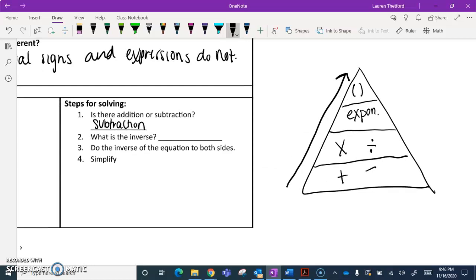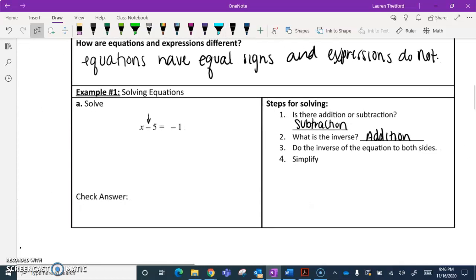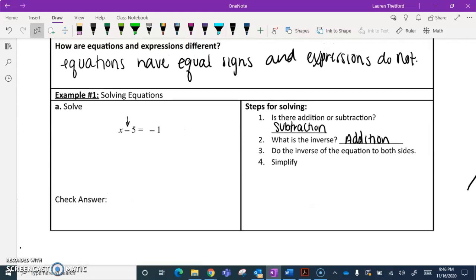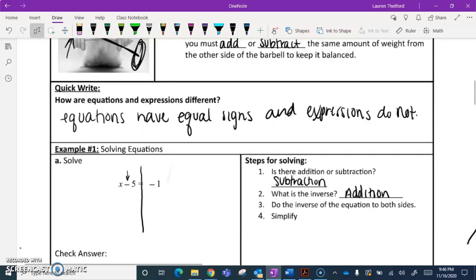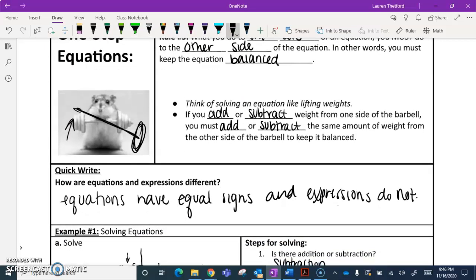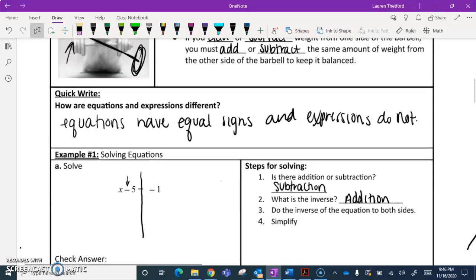And we have subtraction in our equation, so we're going to do the opposite. We're going to stay on the same level, and so that means we are going to use addition. So do the inverse of the equation to both sides. First, we're going to draw a line down the equal sign. This allows us to see where we need to keep the equation balanced. Like we said up here, we don't want it to fall over. Whatever we do to one side, we have to do the other, or else it's not balanced, it's not equal.